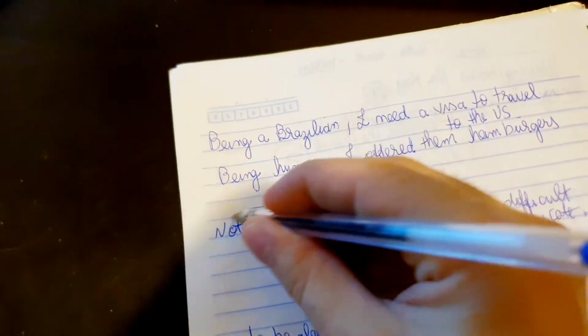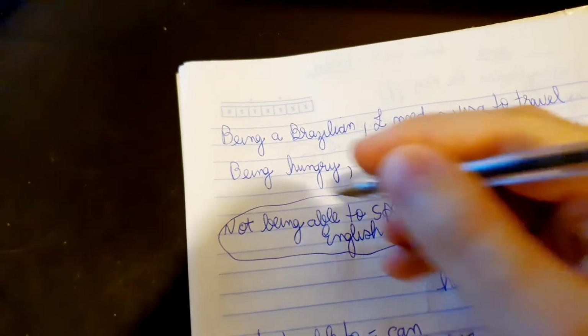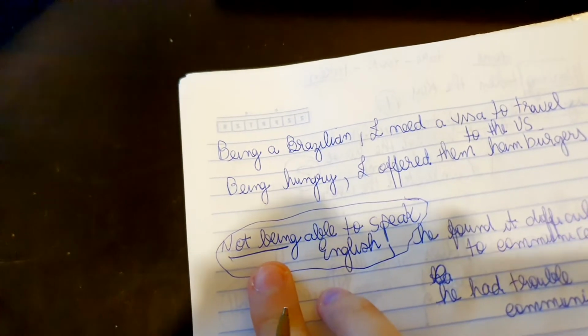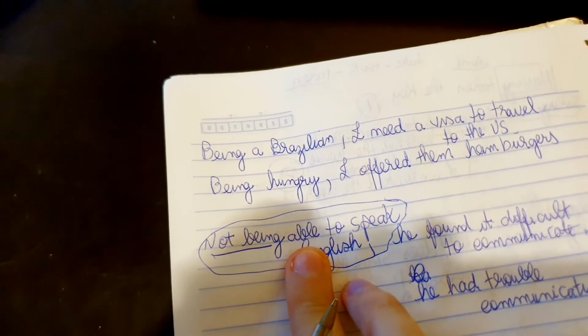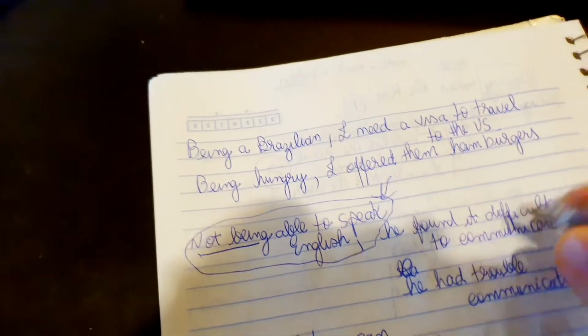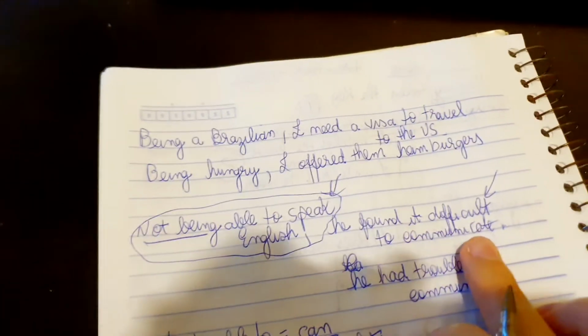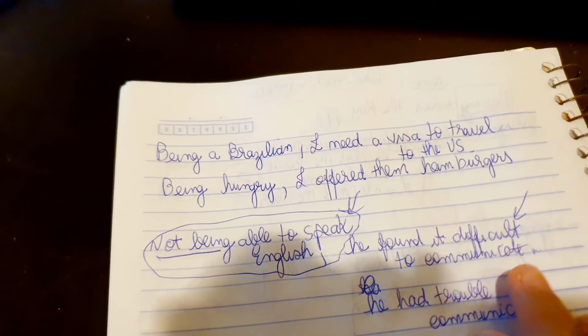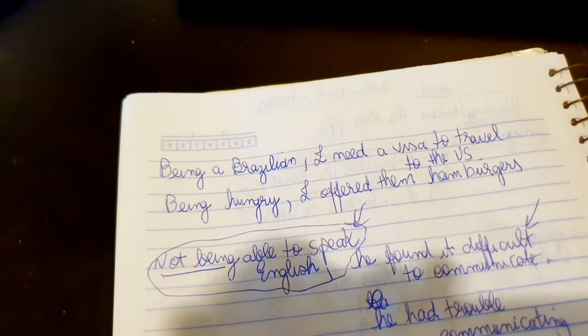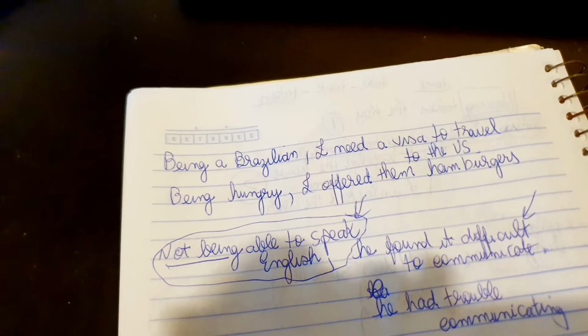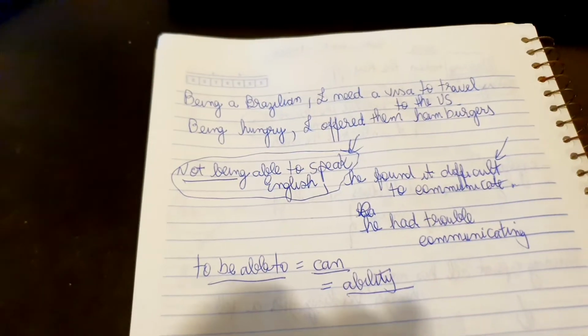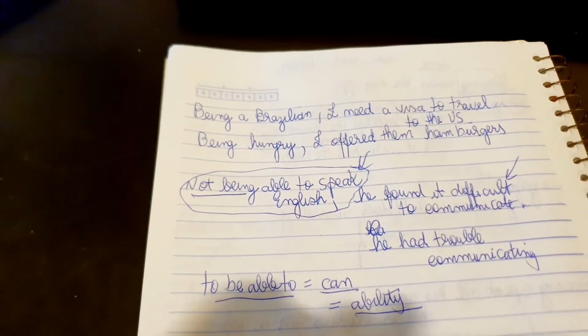So you see, you can start a sentence with an ing clause like here, and this is explaining the idea. Why did he find it difficult to communicate when he was in the USA? Because he didn't speak English. Yeah, it may be a problem if you don't speak the language where you are going.